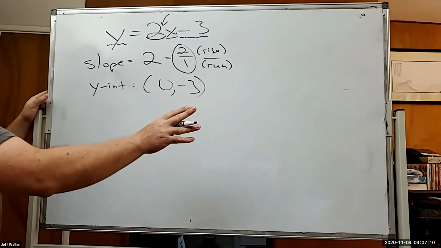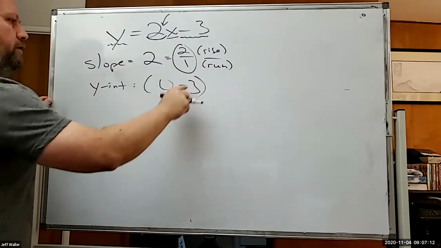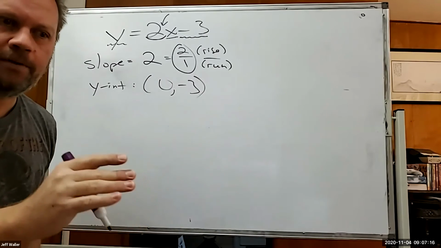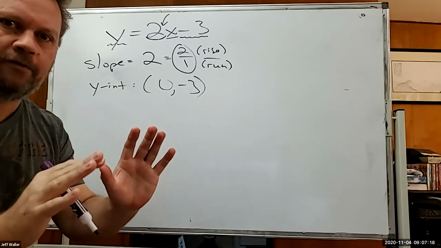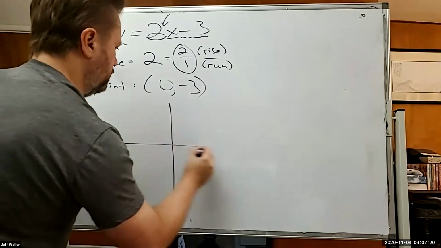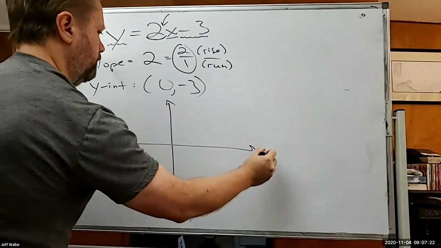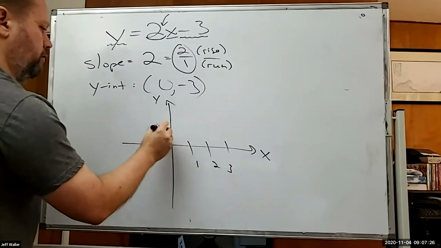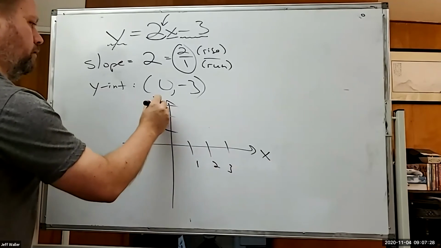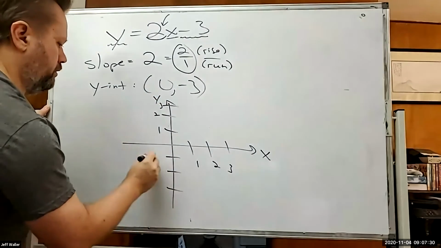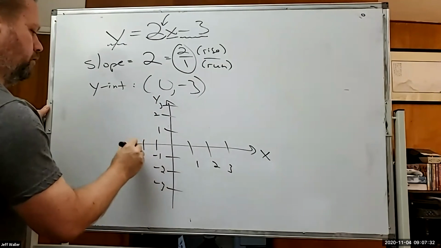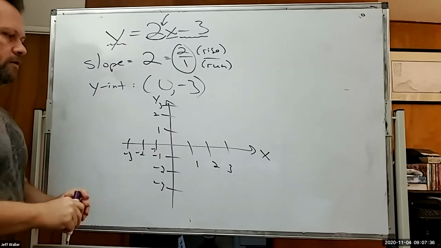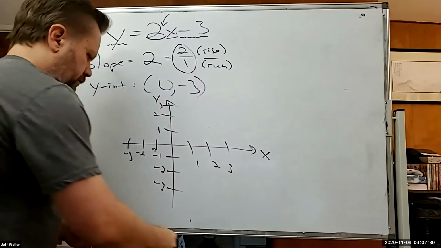So let's see. We got the slope. We got the y-intercept. Now watch this. We haven't done this yet, but I'm hoping this is not that big of a step for us to take. Make a little XY plane. Right. 1, 2, 3. 1, 2, 3. 1, 2, 3. 1, 2, 3. All right. Where does this line start?